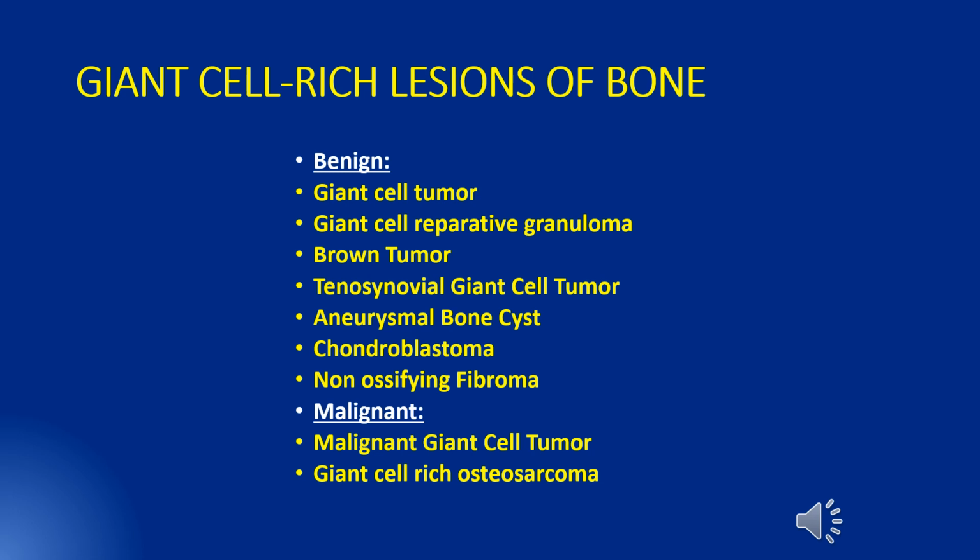So I'm going to emphasize some of the most common benign giant cell rich lesions, such as giant cell tumor, giant cell reparative granuloma, brown tumor, tenosynovial giant cell tumor, aneurysmal bone cyst, chondroblastoma, non-ossifying fibroma, and very shortly a few malignant entities such as malignant giant cell tumor and giant cell rich osteosarcoma.